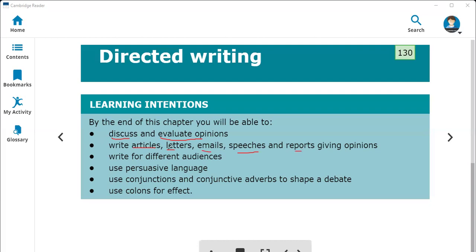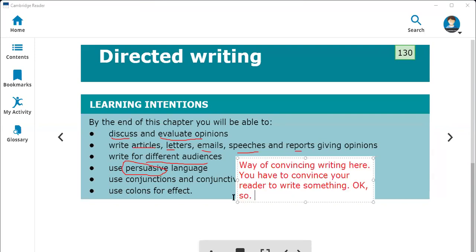Then actually we will have to see for whom we are writing, who our different audiences are. And I must tell you that directed writing is actually persuasive writing. Persuasive writing is actually a way of convincing writing. Here you have to convince your reader. So you have to see how you can convince your reader.